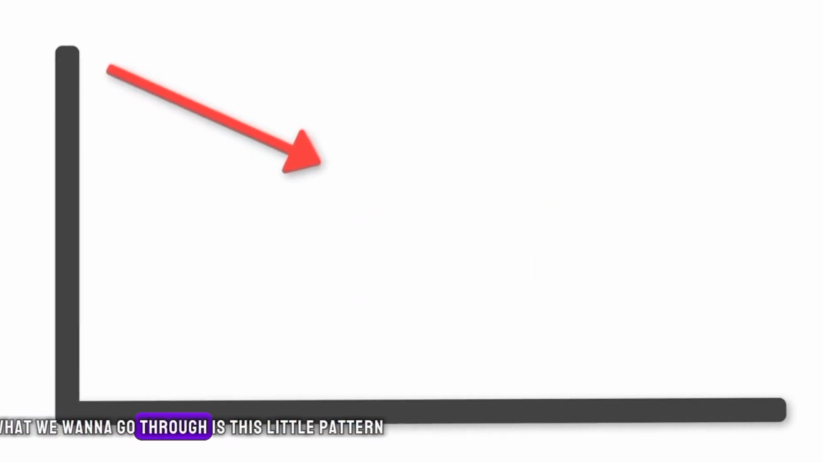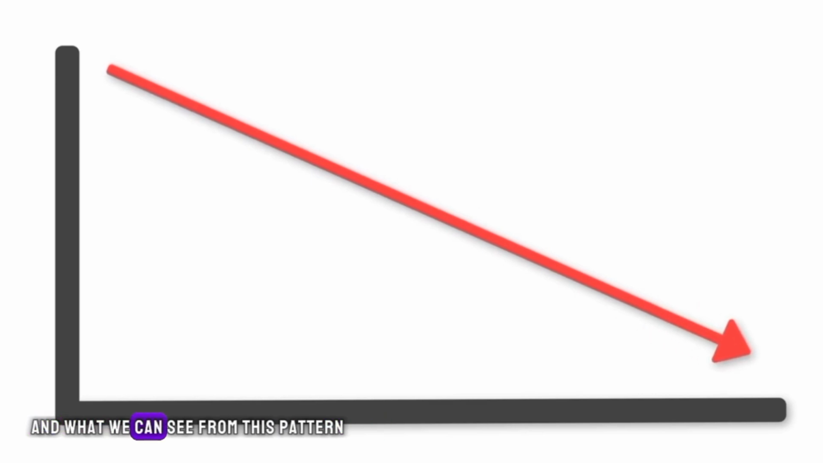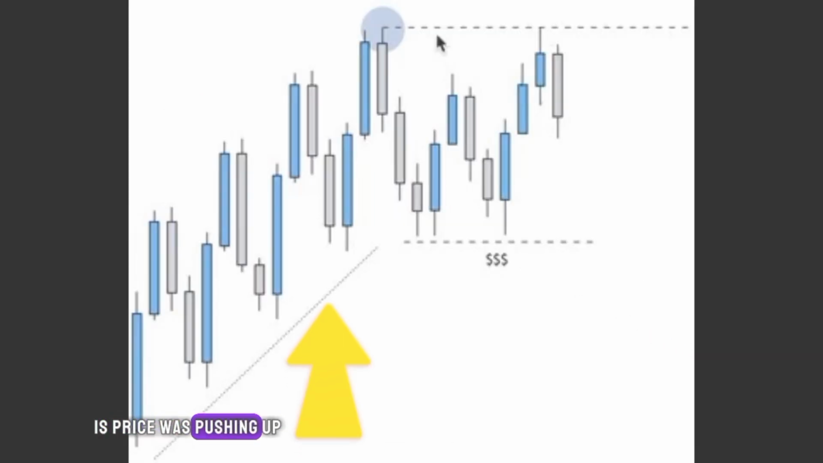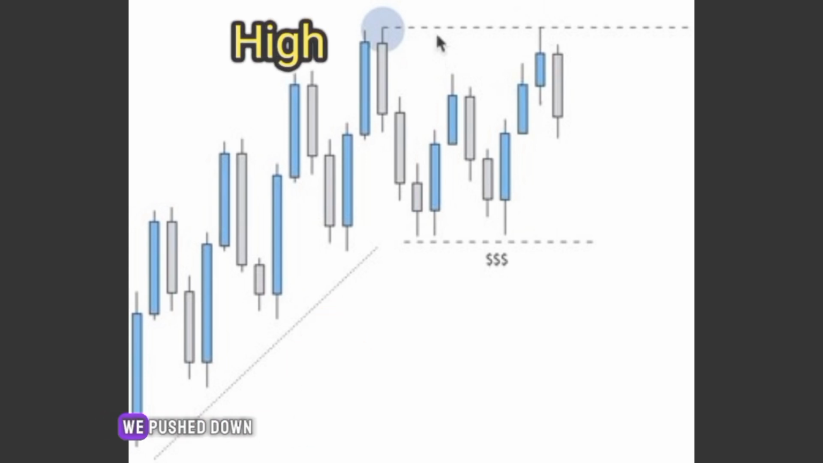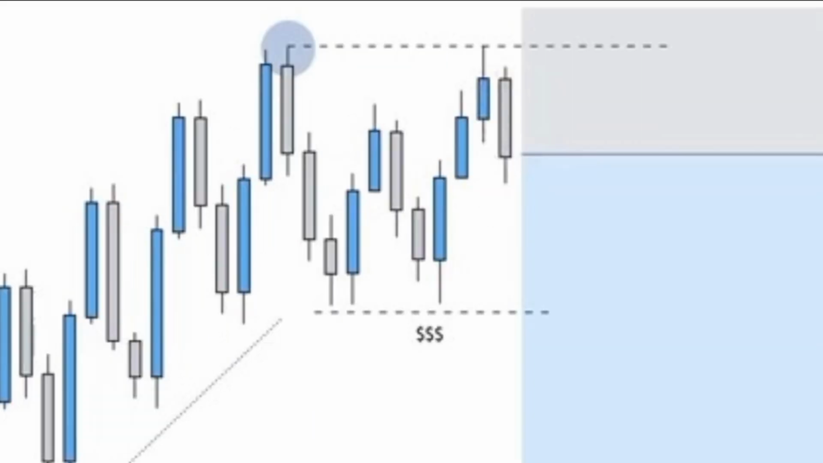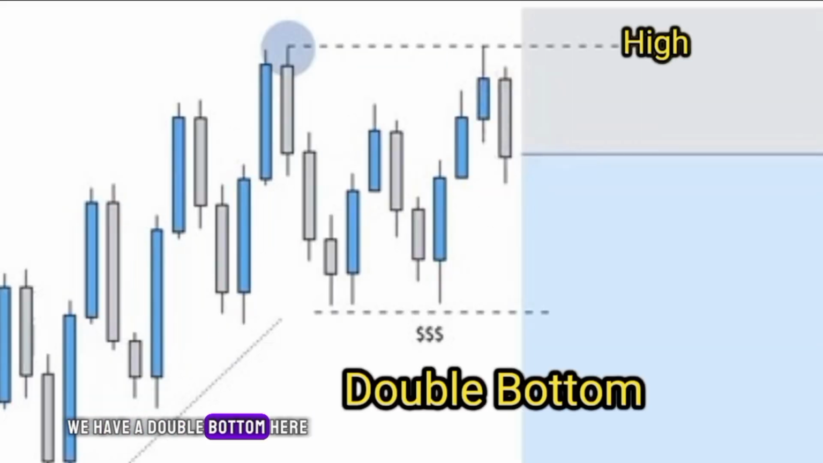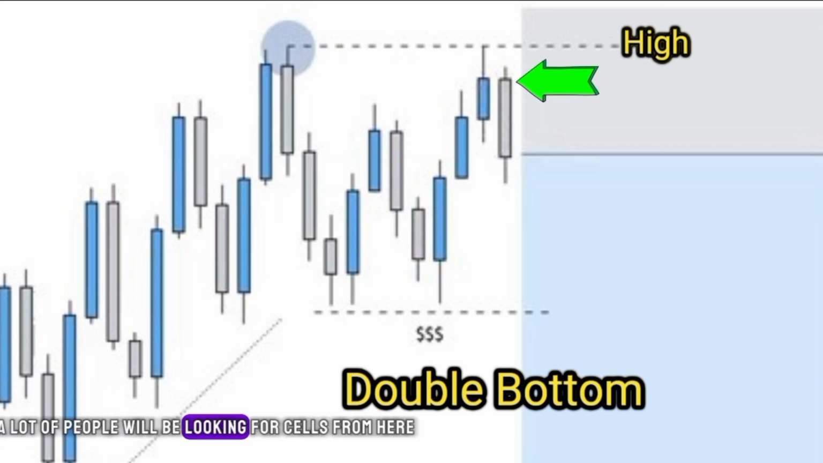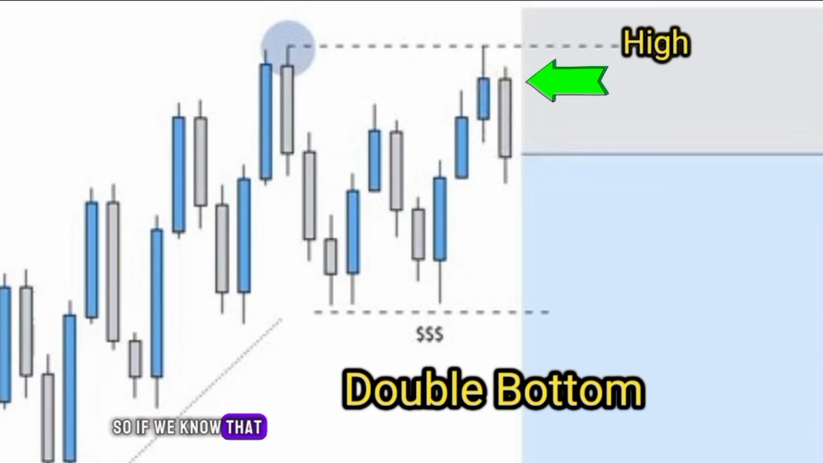What we want to go through is this little pattern, and what we can see from this pattern is price was pushing up, which looks like an ascending channel. Then we had this high, we pushed down, pulled back, pushed down, showing a little bit of a slowdown in this uptrend, and then price pushed down to this low. So essentially we have a double bottom here, and price then pushes up to this high, which is a double top. Now a lot of people will be looking for sells from here, so if we know that.